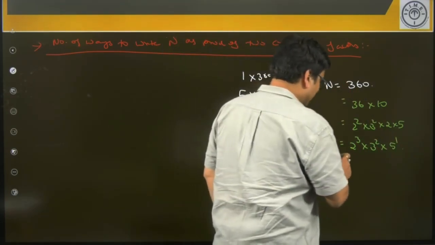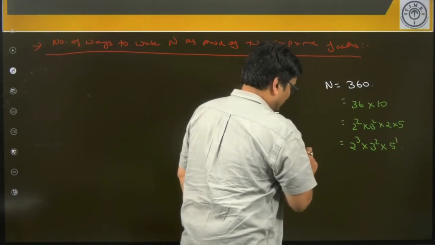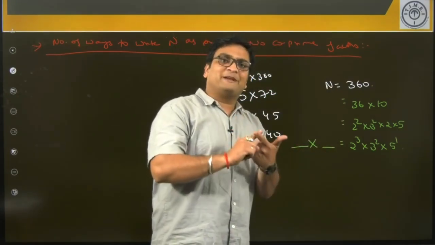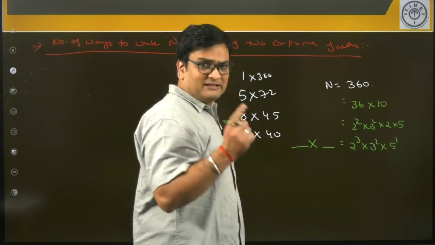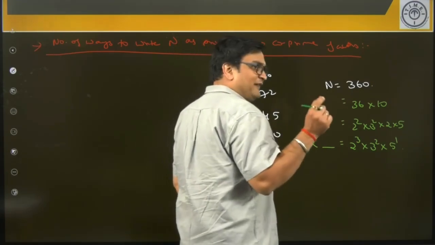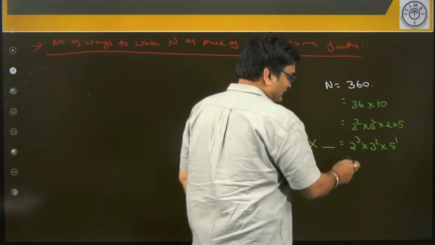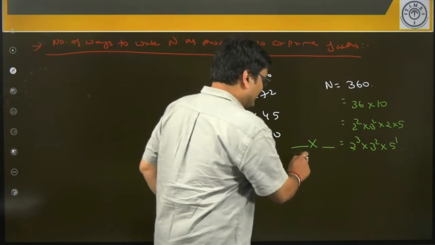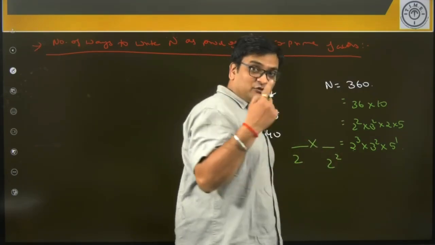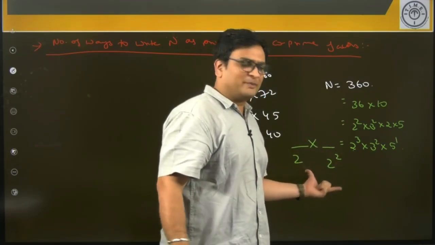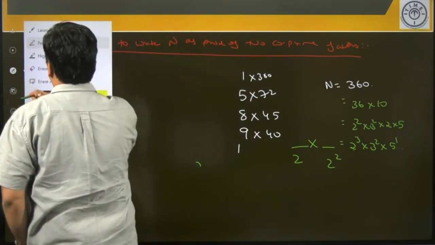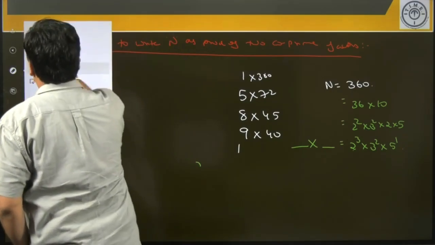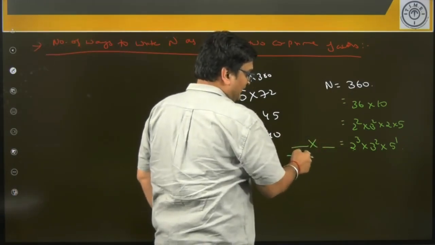Now, I want to write this n as product of 2 factors, and the 2 factors must be co-prime also. How can we do that? Please observe. If you want the factors to be co-prime, one thing is certain: I cannot distribute this 2. I cannot put 2 here and 2 square here, because if I do that, the two numbers are no longer co-primes. We cannot do that. So I need to place this 2 cube entirely either in this place or in this place.